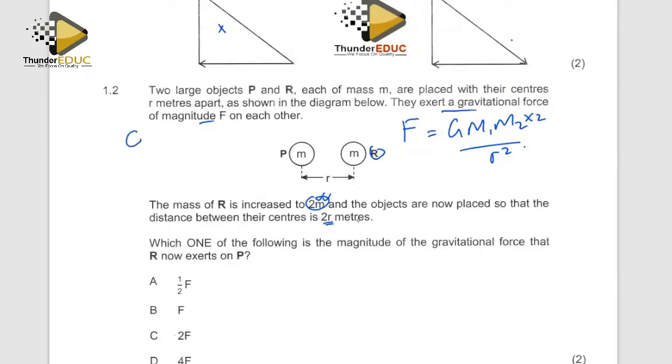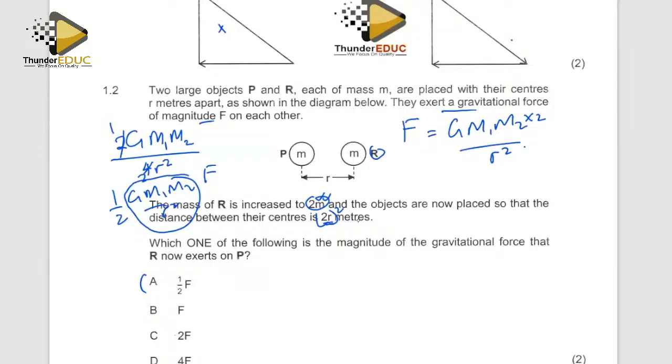So meaning that we're going to have G, M, and M. Let me call this M1, M2, but it is 2 times, over, now when I get the 2r and I square it, I'll get 4r squared. When I simplify this, we're going to get a half. So that's going to be a half G M1, M2 over R squared, of which this represents our force. So my option will be for that case.